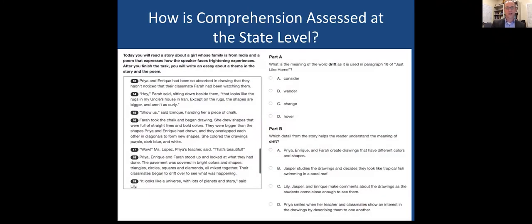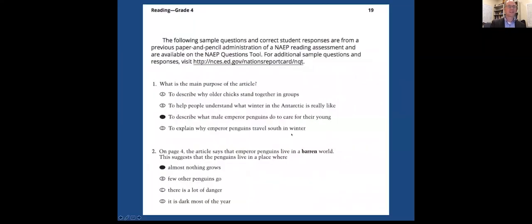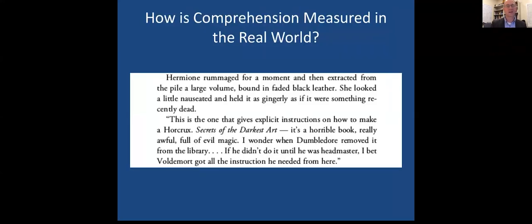right? We're actually asking the children, what's the meaning of drift as it's used in paragraph 18? Or which detail from the story helps the reader understand the meaning of drift? Or asking students here at the NAEP assessment, what's the main purpose of the article? The article says that emperor penguins live in a barren world. This suggests that penguins live in a place where the children have to select the correct answer. Or think about how comprehension is actually measured in the real world.